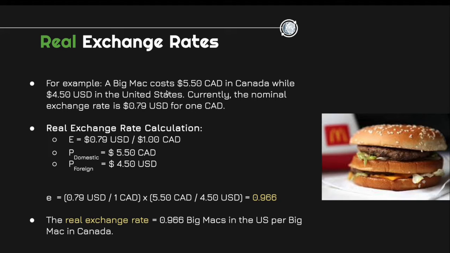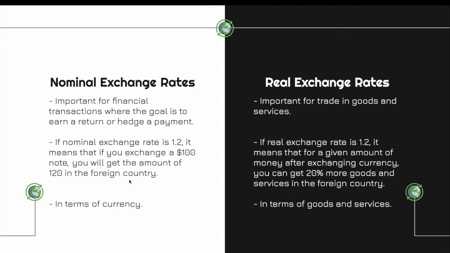So a Big Mac costs $5.50 CAD in Canada, while $4.50 USD in the United States. Currently, the nominal exchange rate is 0.79 USD for 1 CAD. Now, these are just the variables. We have the nominal exchange rate, price index domestic, and the price index foreign, as can be seen here. When we input them into the real exchange rate formula, we get 0.966. So what does this mean? It means that we can get 0.966 Big Mac in the US for 1 Big Mac in Canada. So it focuses more on the goods and services, which will be shown in this summary.